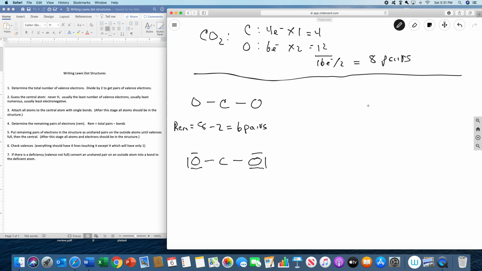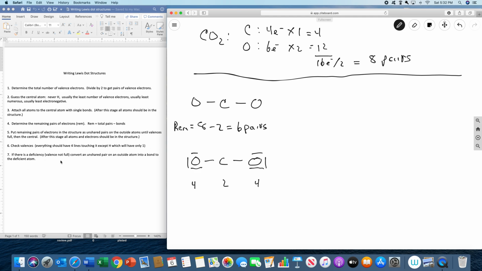Let's check that we have indeed 8 pairs, because at the end of this step we should have everything in the structure. We have a carbon and 2 oxygens, and we should have 8 lines. 1, 2, 3, 4, 5, 6, 7, 8. So everything's in the structure. Now let's check the valences. The oxygen has 1, 2, 3, 4 lines. The carbon only has 2 lines, and the oxygen here has 4 lines. So we can't just draw 2 more lines because we've got all the pairs in.